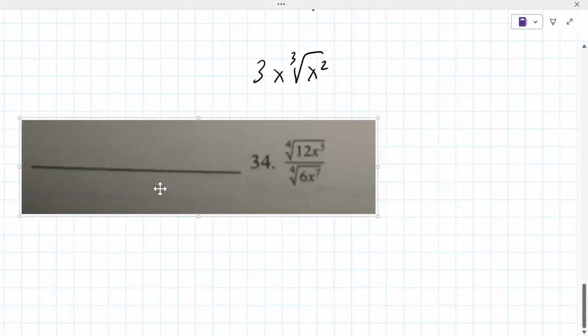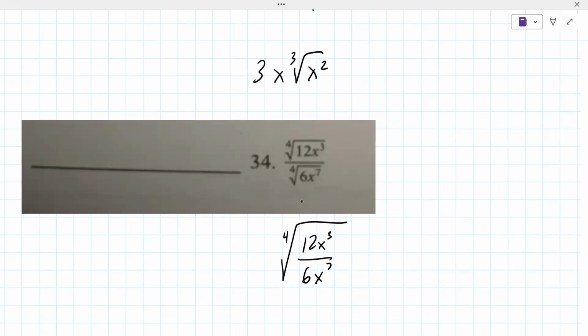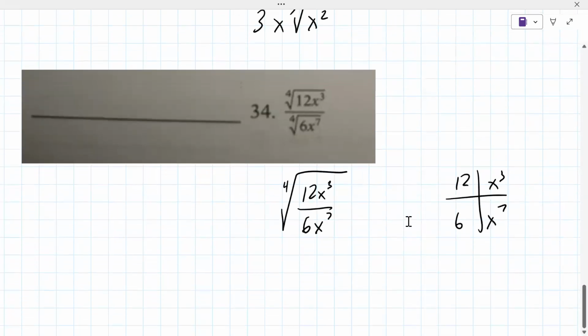All right, so this one's kind of worse. We're actually going to bring what's outside to the inside like this. We did some problems like this in a previous lesson. It's really just like 12 over 6. We made this table, x cubed over x to the seventh. 12 over 6 is a 2, so that goes up top. And then x cubed over x to the seventh. Do you remember anything about what that becomes?